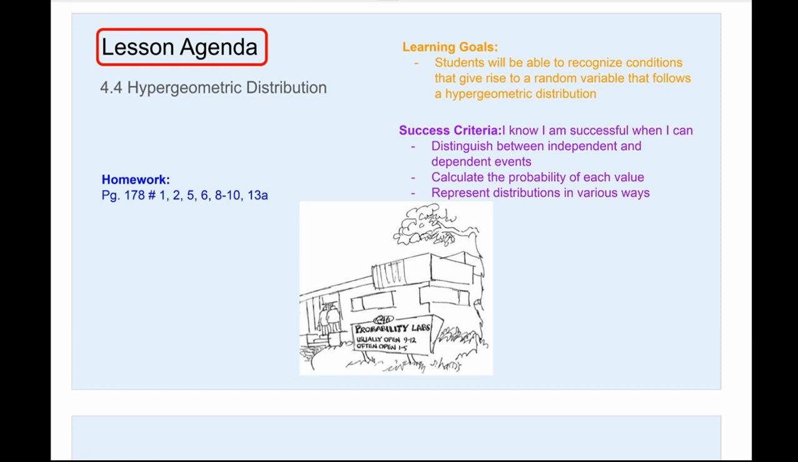We're going to look at how to use Google Sheets to make it a little bit easier for us in terms of creating a probability distribution table and a probability distribution graph. So again, same type of format, just a different distribution and different formulas.